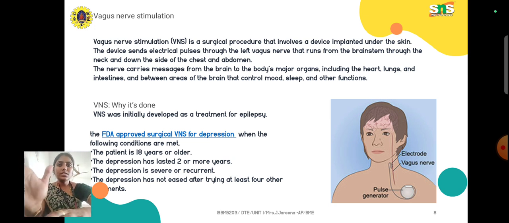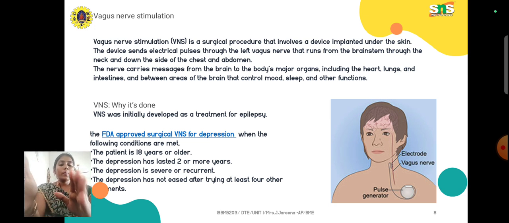The vagus nerve is one important nerve in the central and peripheral nervous system that is mainly responsible for all sorts of communication and also the movement control of our body. By stimulating this nerve we can achieve some mental treatment, so we can overcome some mental health related problems. That is the main aim of bringing in this particular vagus nerve stimulation.